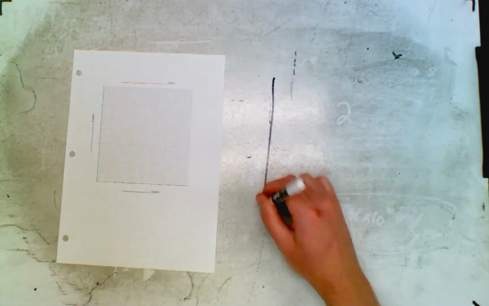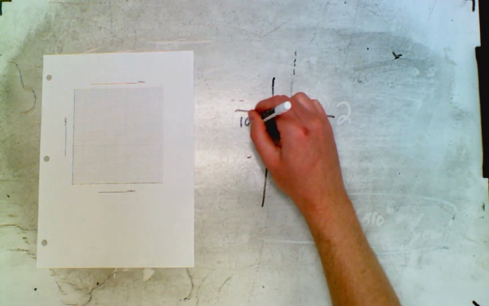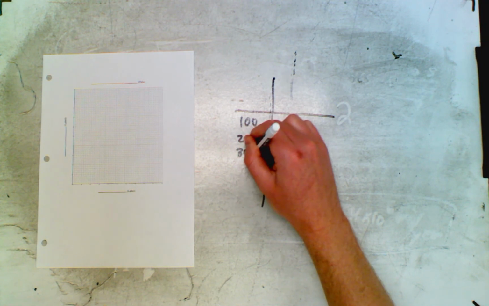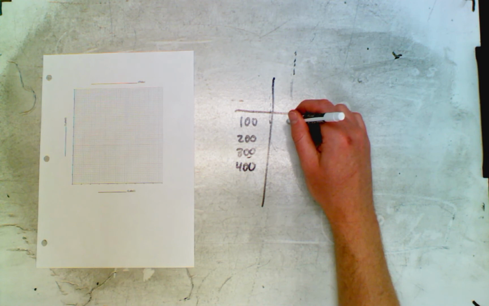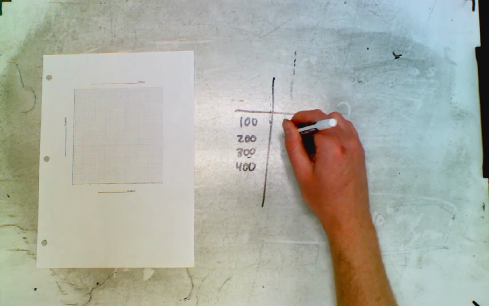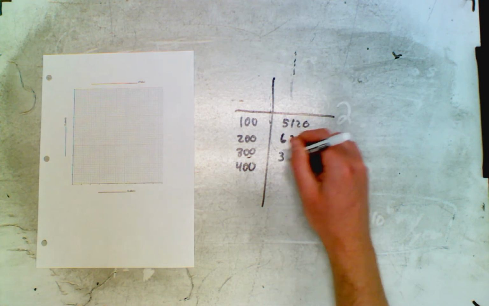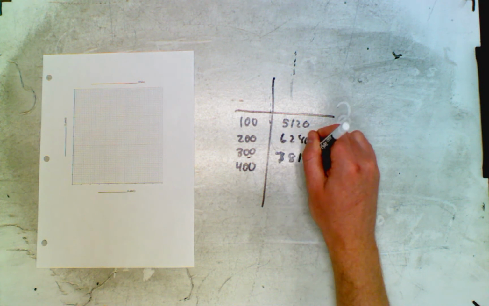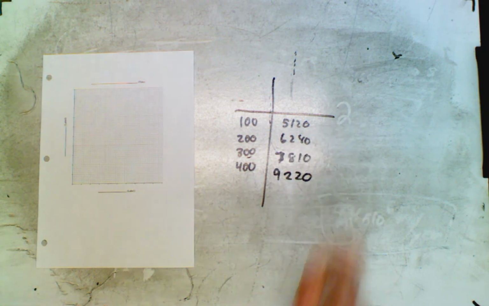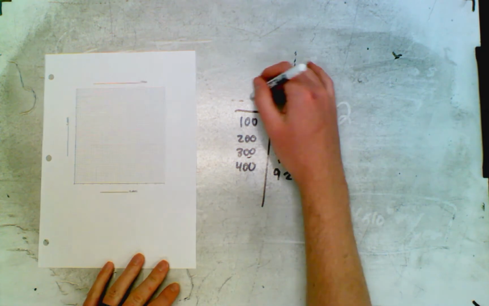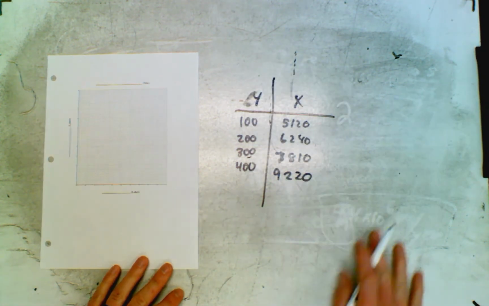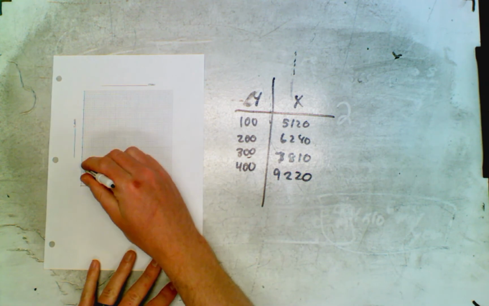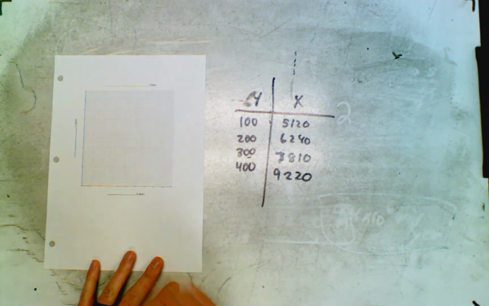If you have some data, say it goes 100, 200, 300, 400, and then 5,120, 6,240, 7,810, 9,220. So that's our data there. We'll say that this is our y, and this is our x. So we go up to 400, and we have 1, 2, 3, 4, 5, 6, 7, 8, 9, 10.